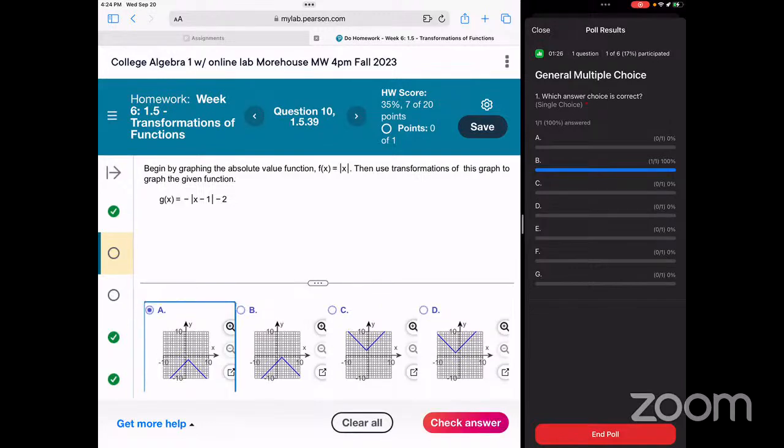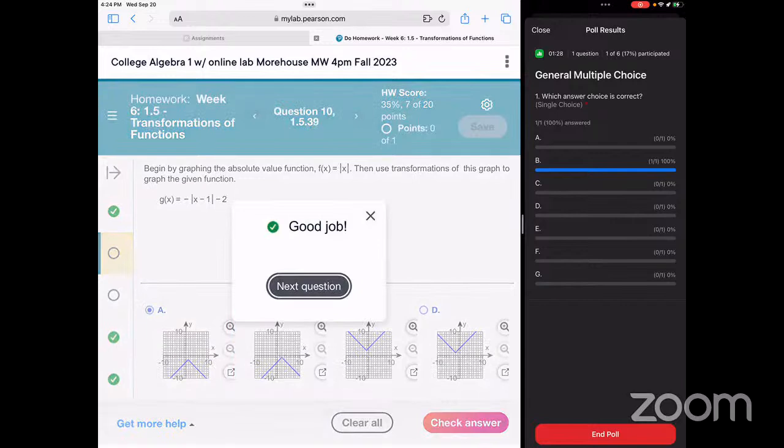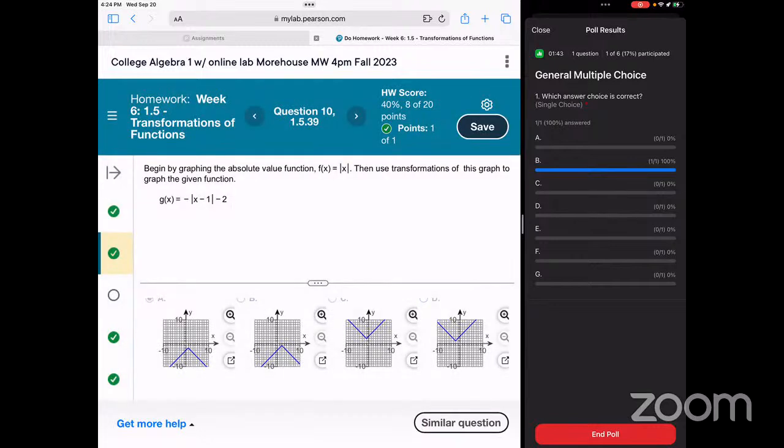Okay. Hey, Google, give me a random number between 1 and 20. Here's a random number, 15. Okay, let's see what we got here. 15, okay.